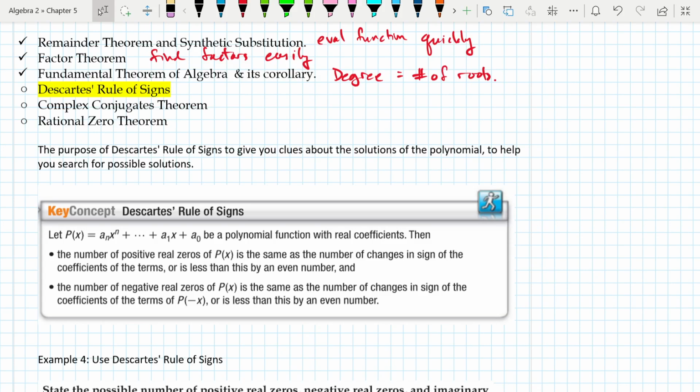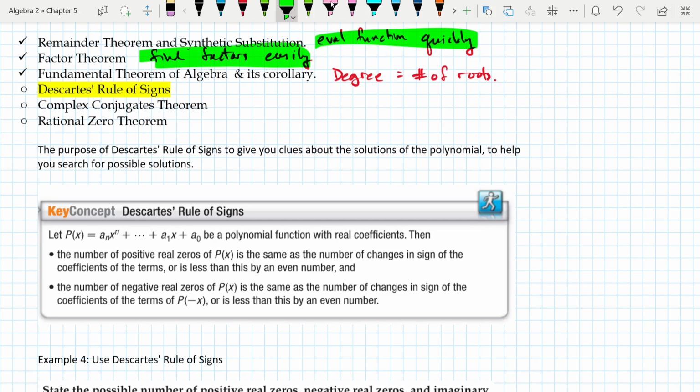Okay, on to the next step, Descartes' rule of signs. Let's do a quick recap. The remainder theorem and synthetic substitution let you evaluate functions very quickly. The factor theorem says that if you evaluate those functions using synthetic substitution and you get a remainder of 0, you just found a factor. And that was pretty easy.